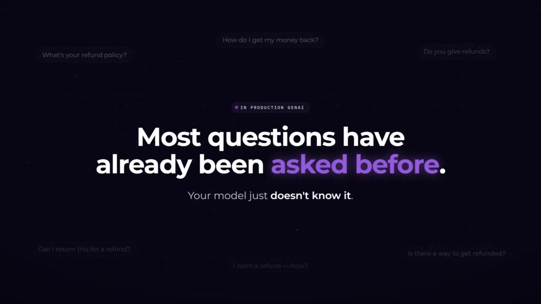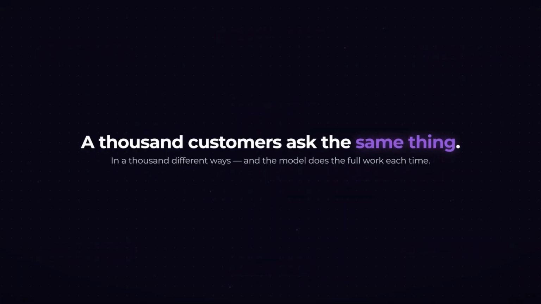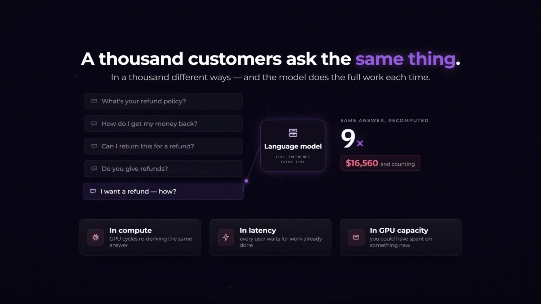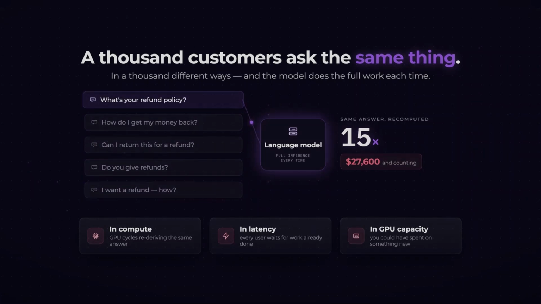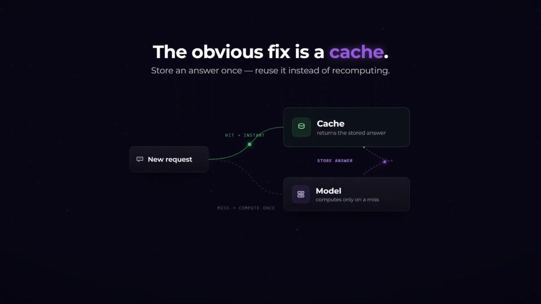In production GenAI systems, most model queries are repeats of something the system has already seen. The model just doesn't know it. 1,000 customers ask about the same refund policy in 1,000 different ways. Yet the model does the same work, over and over again, each time wasting compute, increasing latency, and consuming valuable GPU capacity. The obvious fix is a cache.